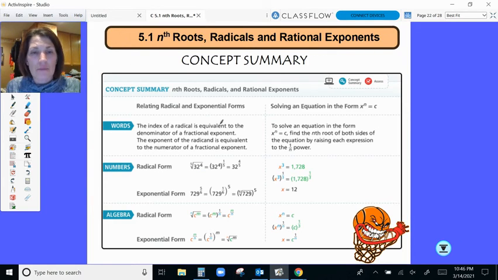So that is my concept summary right here. This simplifies my radicals and how to solve using our reciprocals. Over here is my volumes, I guess.